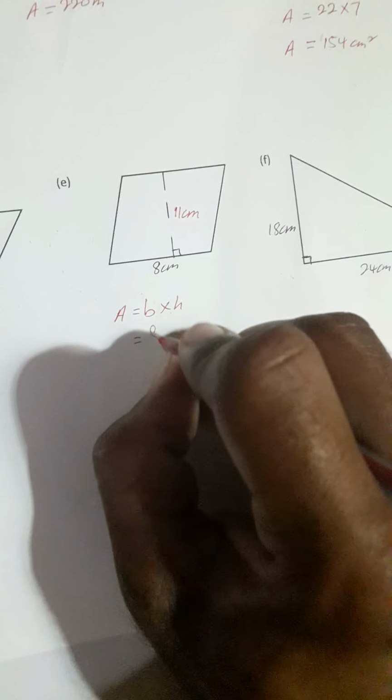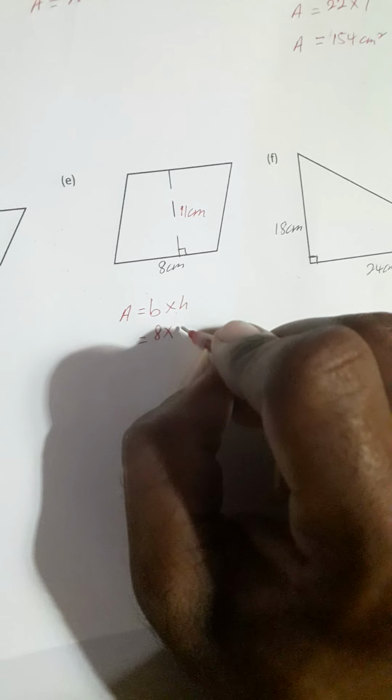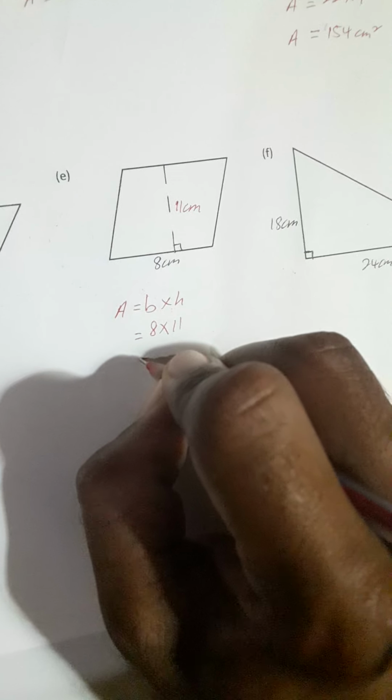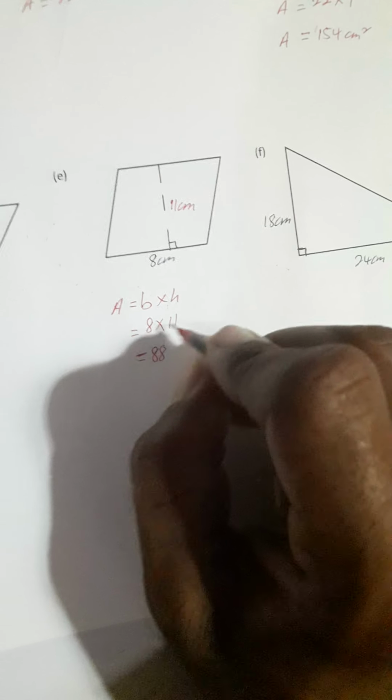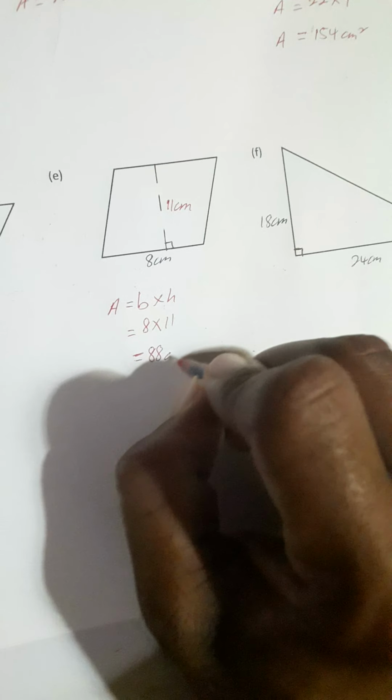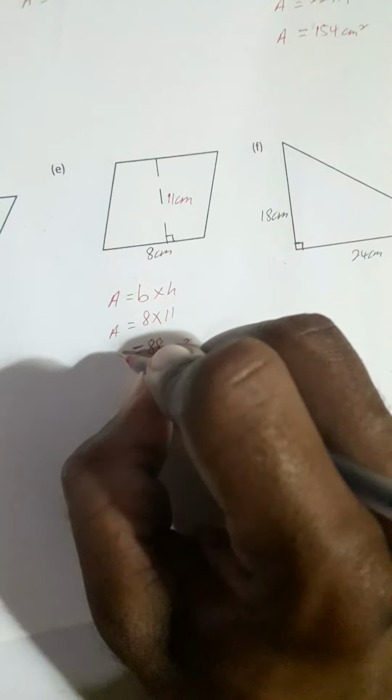Good. So here we have a rhombus, same formula, base times height. Okay, I forgot to put the height here. Let's say the height here is 11 cm. Good. So the base now is 8 times the height, which is 11. 8 times 11 will give us 88 cm square. Okay, that's the area.